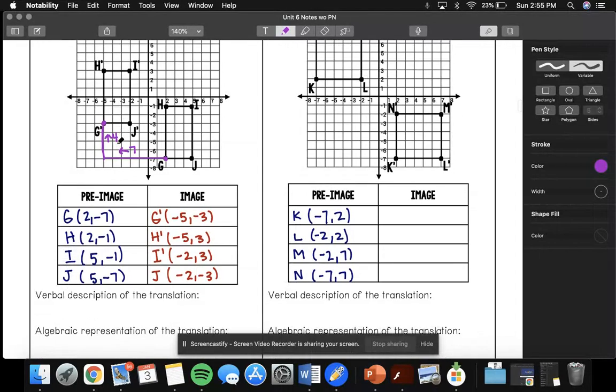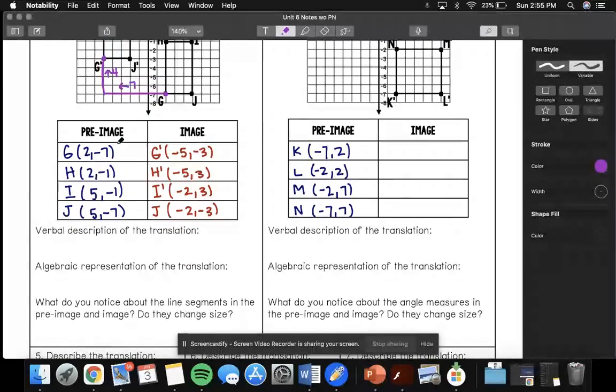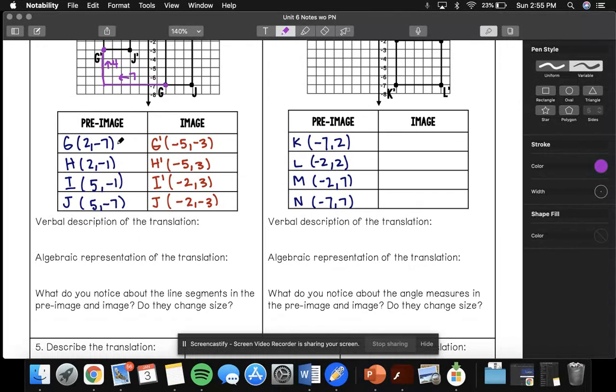Again, I don't want you to write this as a slope. This is completely different than slope. The only thing we're talking about now is how it transformed. So the verbal description of this translation is we went to the left 7 for each vertex, and then we also had to go up 4.